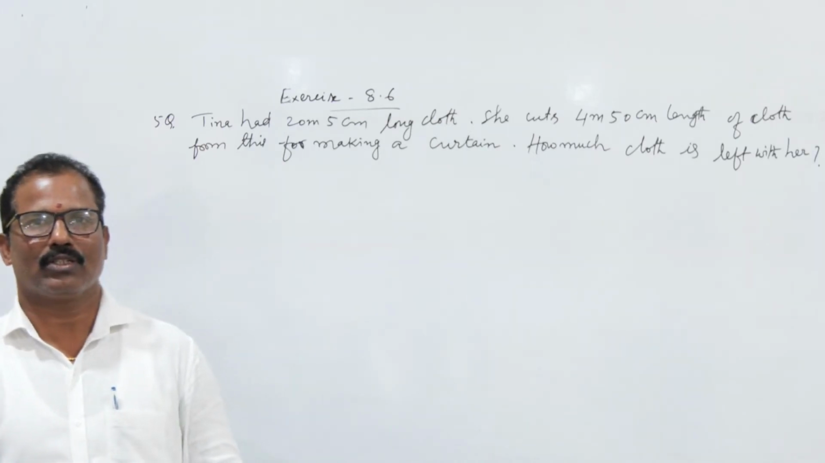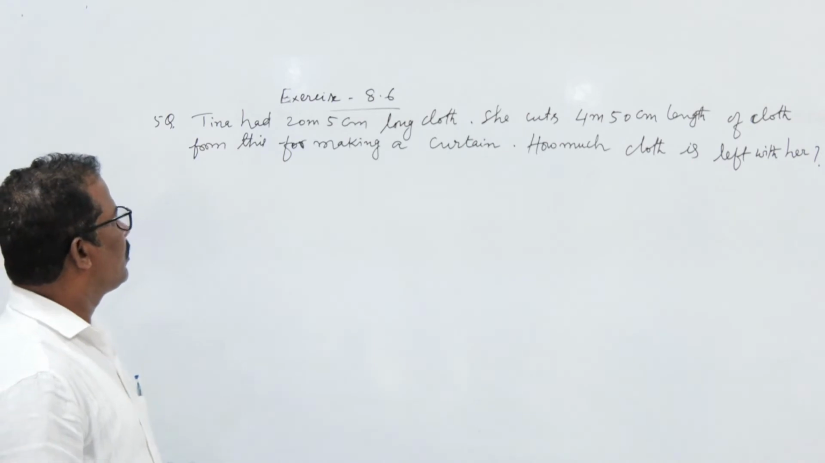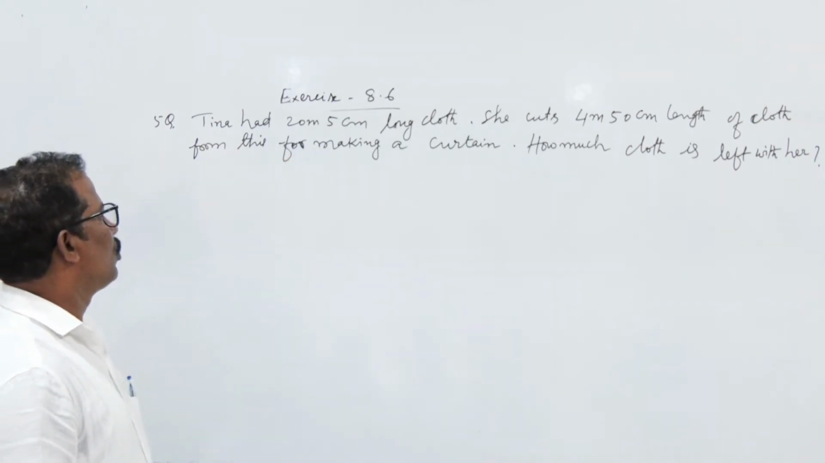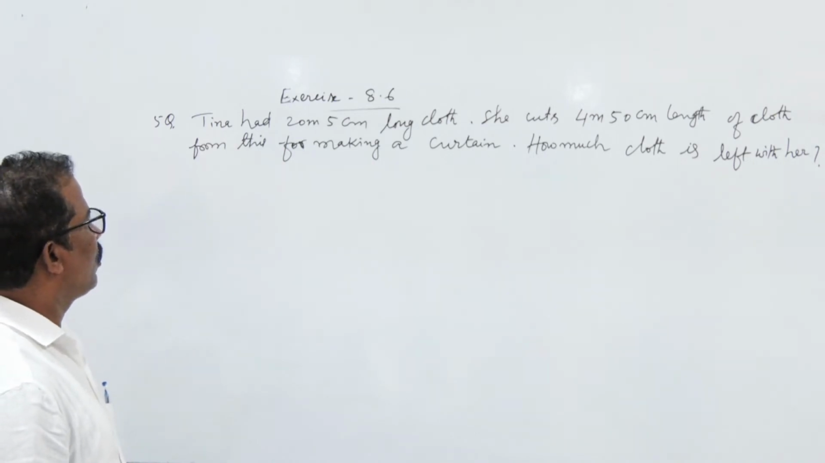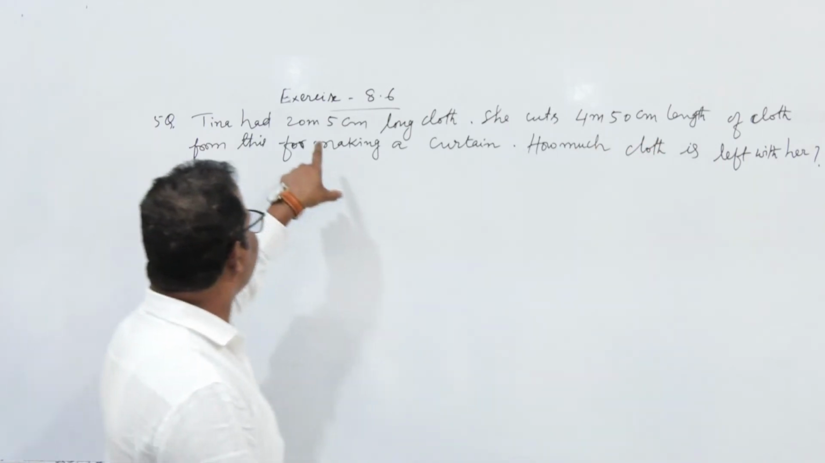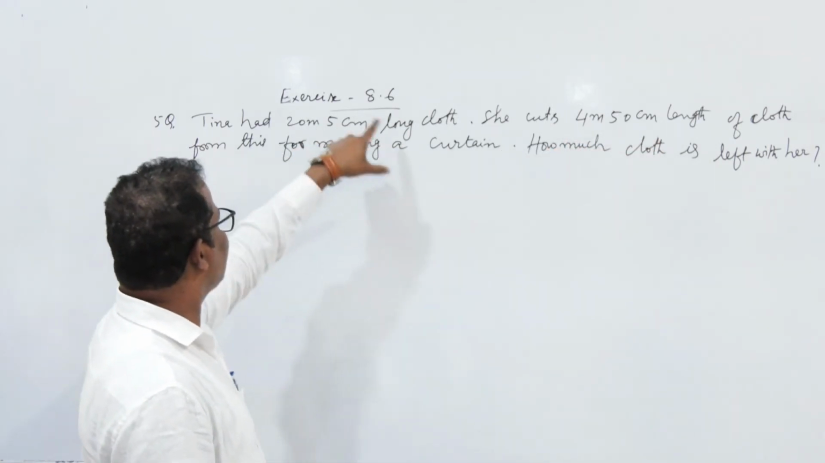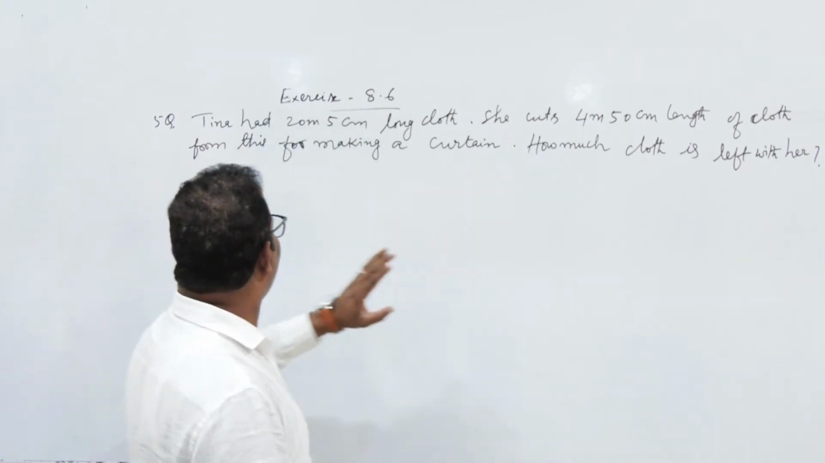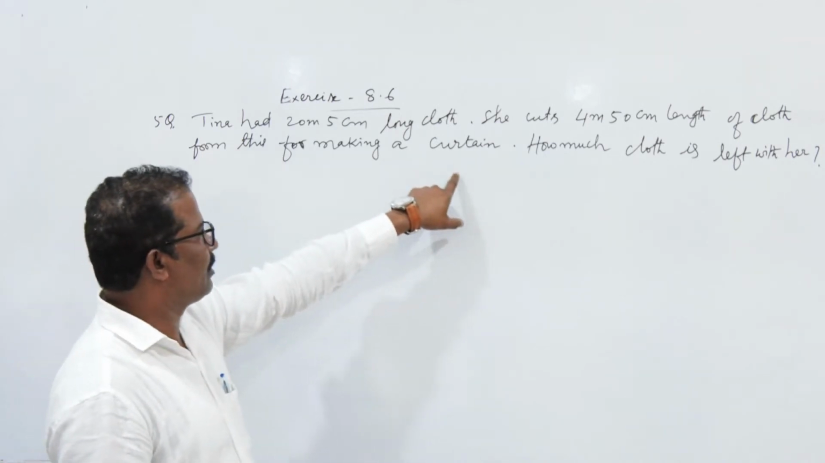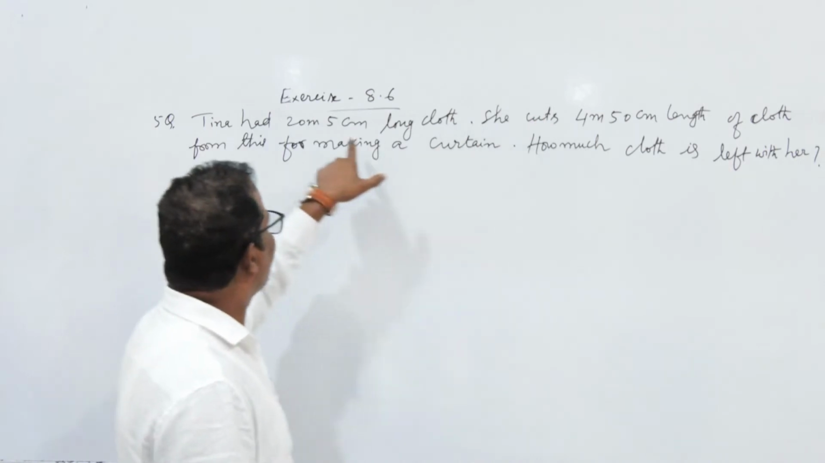Now we are going to see the next question, that is the fifth question of this exercise. What is that? Tina had 20 meter 5 centimeter long cloth. How much length she had? 20 meter 5 centimeter long cloth. She cut 4 meter 50 centimeter from this length. Why did she cut like this? From this, for making a curtain. For making a curtain, she cut 4 meter 50 centimeter from this length.